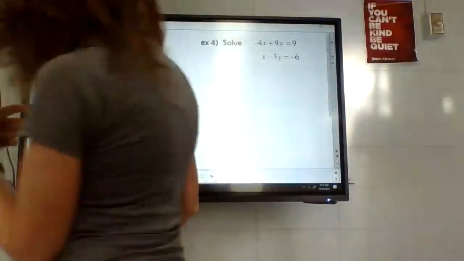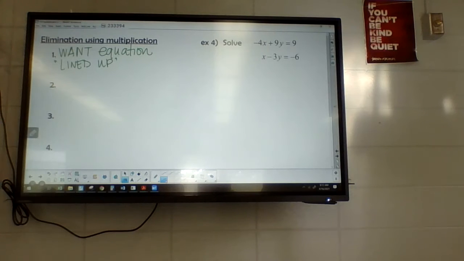So this second step is what's different. We may need to multiply by something to make a variable cancel.